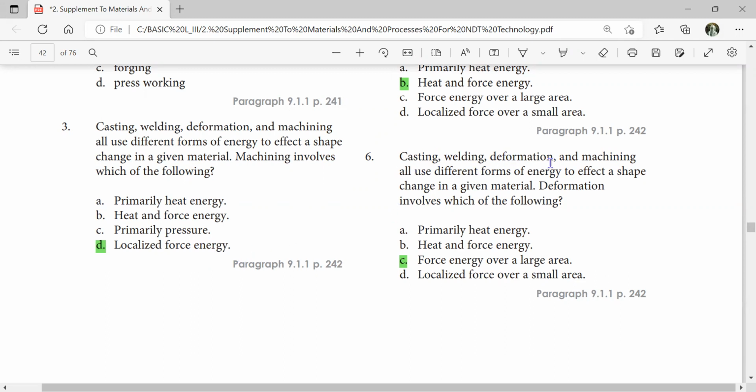Casting, welding, deformation, and machining all use different forms of energy to effect a shape change in a given material. Deformation involves each of the following: force energy over a large area.